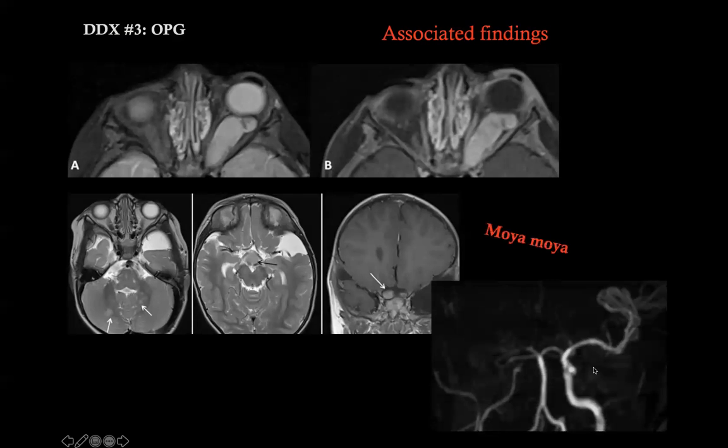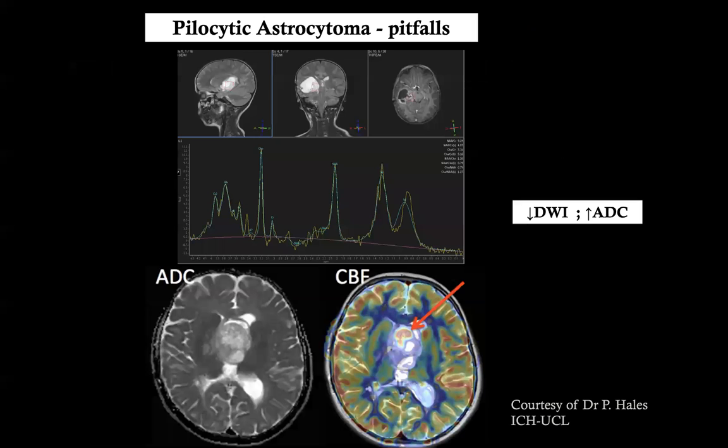You can have moyamoya disease in 3 to 10% of patients with NF1, especially when they become older, so do not forget this. Finally, do not forget this pitfall related to pilocytic astrocytoma. They can have very aggressive looking spectroscopy and areas of hyperperfusion due to the vessels. This is an ASL CBF, but they will never show diffusion restriction. So trust diffusion first for the differential diagnosis.